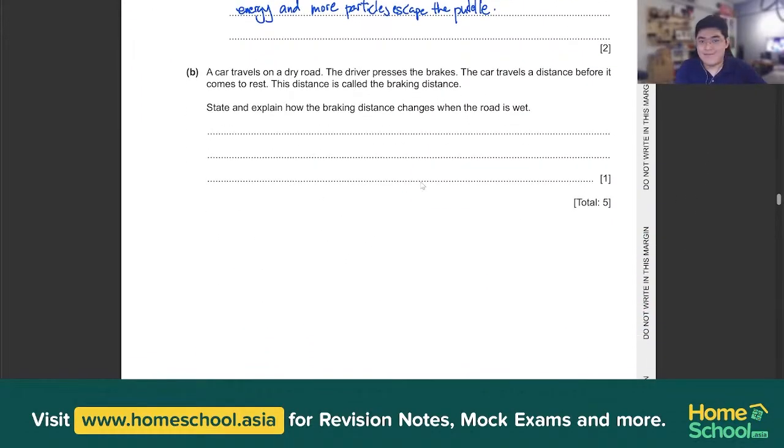Okay, now part B. The car travels on the dry road and the driver presses on the brakes. The car travels a distance before it comes to a rest, and this distance is called the braking distance. So we are to state and explain how the braking distance changes when the road is wet. Wow, this is a complete 180 different topic from what we have answered above.